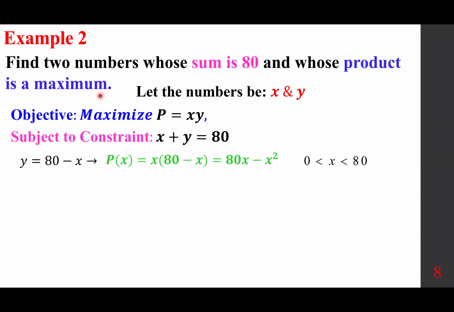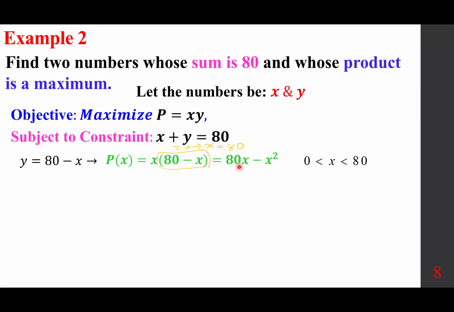We want to maximize the product. If x is 0, the product is 0. What if it's larger than 80? If you set this one equal to 0, x becomes 80. So if you choose larger than 80, the parenthesis 80 minus x becomes negative. Negative times positive is negative. Because you're maximizing, you don't want 0, you don't want a negative product. If you were minimizing, it would be a different story. That's why x is between 0 and 80.